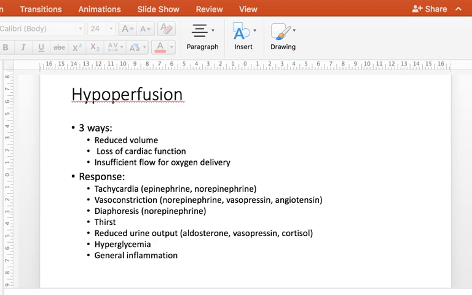Thirst, because when you're stressed, your cortisol level goes up. You'll have more sugar in your blood, and you'll be thirsty as a result of that. Reduced urine output, that's because of vasoconstriction of the kidneys, so you're not going to be clearing out the blood as much, and that's from aldosterone, vasopressin, and cortisol. Hyperglycemia, too much sugar, we talked about that, and in general, you'll have inflammation.